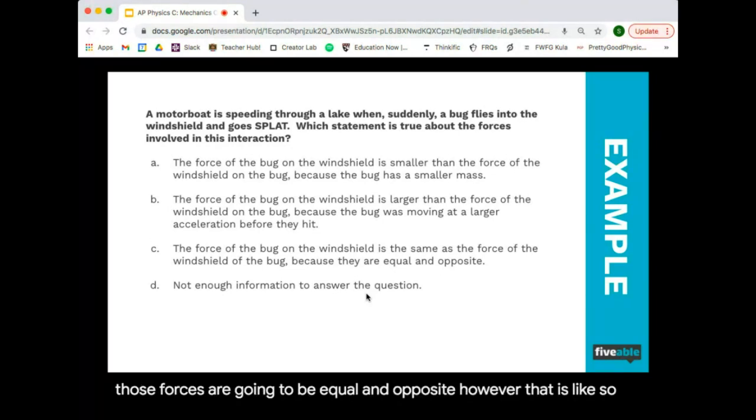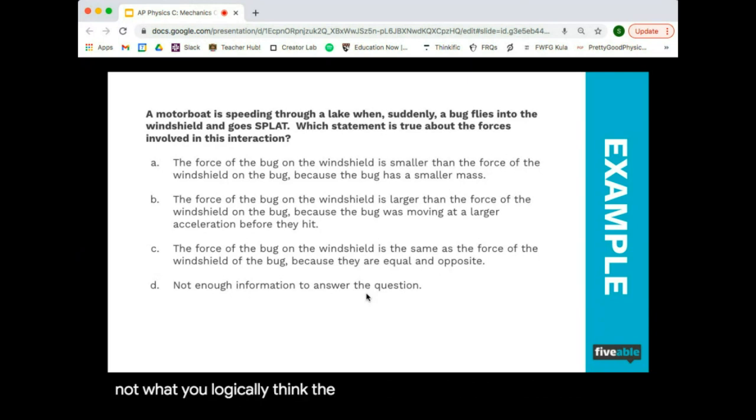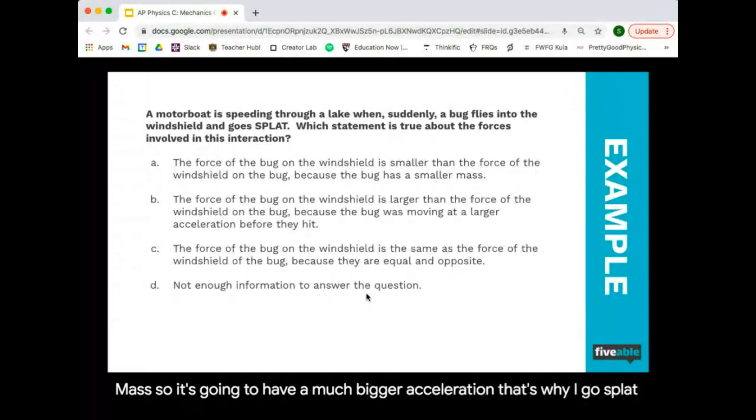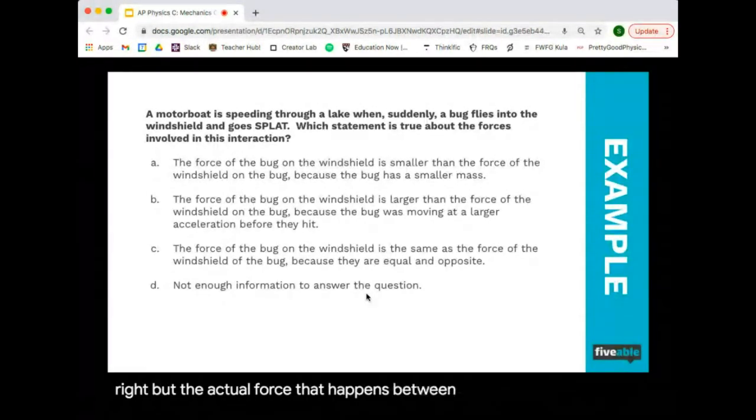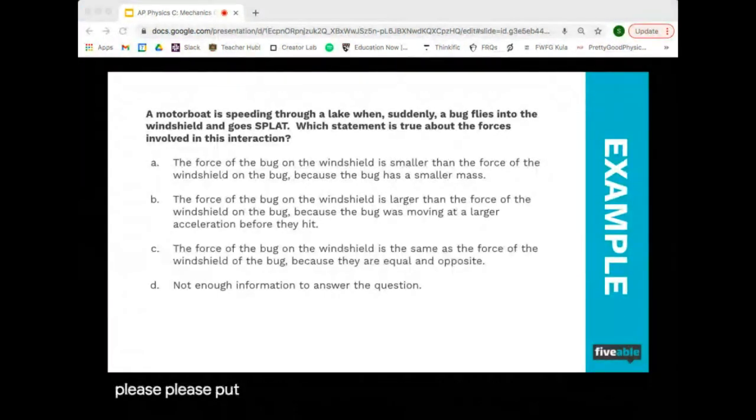However, that is not what you logically think the answer is, right? Because you think the bug is so much smaller, so it's going to exert a smaller force. It's not the force that's different. The thing that's different between them is the acceleration. The bug has a smaller mass, so it's going to have a much bigger acceleration. That's why it goes splat. But the actual force between those two objects is, by Newton's third law, always going to be the same. So anytime you see a question like this, the answer is always that they're equal and opposite because of Newton's third law. If you have questions about that, please put them in the chat.